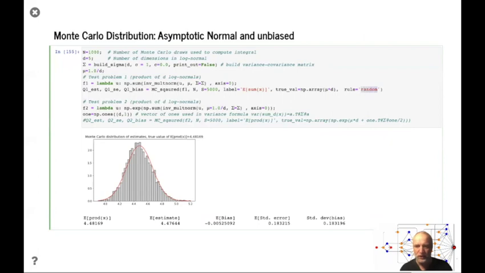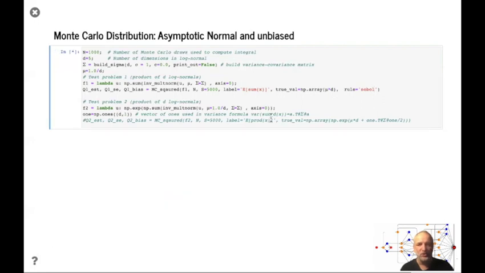If you put the rule equal to, say, Sobol, you're not going to see a distribution, right? Because these draws are the same every time you take a sequence of Sobol draws. You're just going to get the same number. So in fact, there's no reason to do it 5,000 times, but just for the sake of illustration, I'm going to do it anyway.